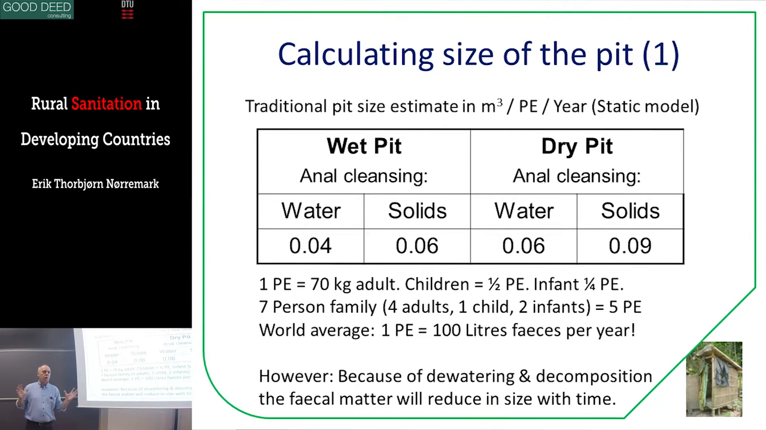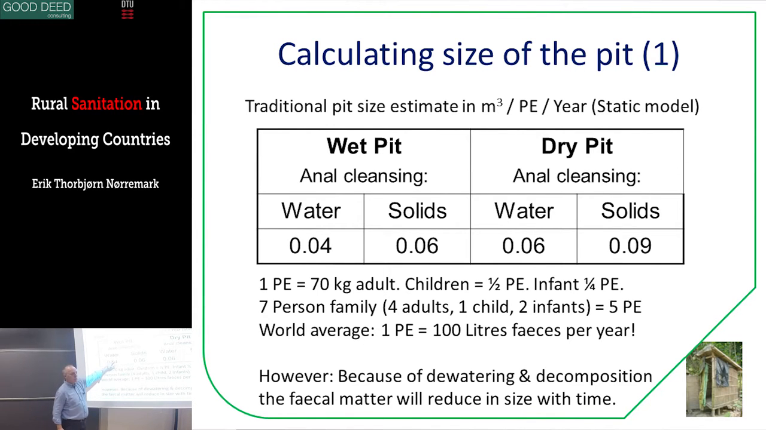When we want to calculate how big this container or pit should be, in most of the books, including your textbook, you will have a table looking more or less like this. It's the traditional model. I call it the static model. It's based on observations of lifetime compared to volume, compared to number of users. And then they say, if you have a wet pit where you add a lot of water, you'll need 0.04 cubic meter per person per year. And then you say, okay, I have 5 people, I want it to last for 10 years, then I get this volume.